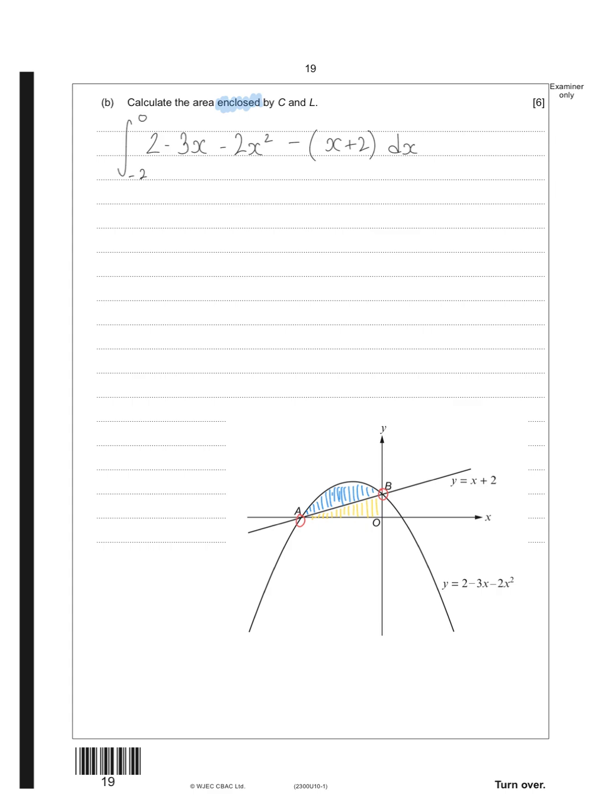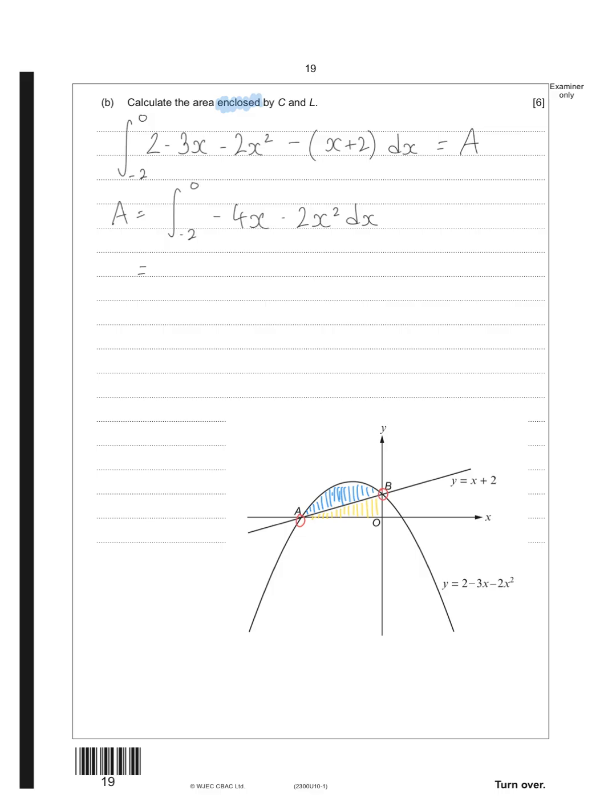Now, because I know this is going to give me the blue area and the blue area is above the x-axis, I'm going to call that A, which is what we want. If I wasn't sure whether a positive or negative answer was going to come out, I'd probably just call it I for integral and then interpret it at the end. So I can say that A now is the integral between minus 2 and 0 of, well, the 2 and minus 2 are going to cancel, and I'm going to end up getting minus 4x minus 2x squared dx.